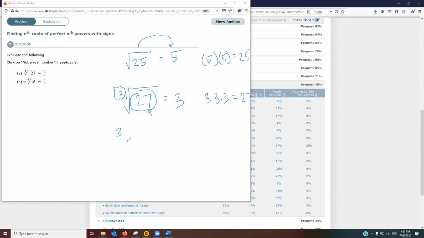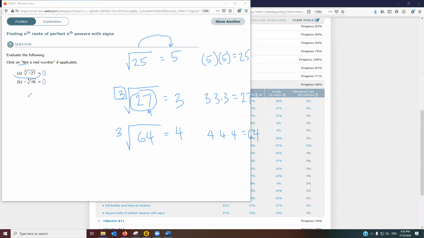What if I took the cube root of, let's say, 64? Well, I know that 4 times 4 times 4 equals 64. So the cube root of 64 takes me back to the answer 4. Well, let's go to this example.